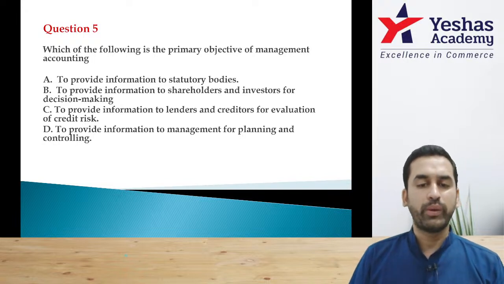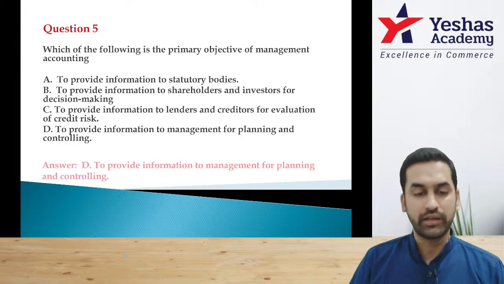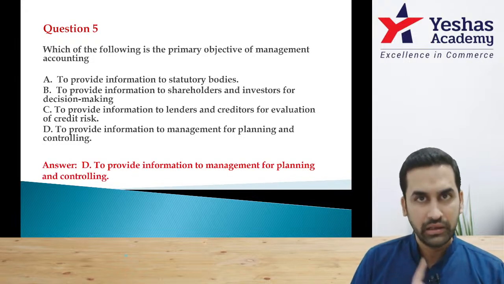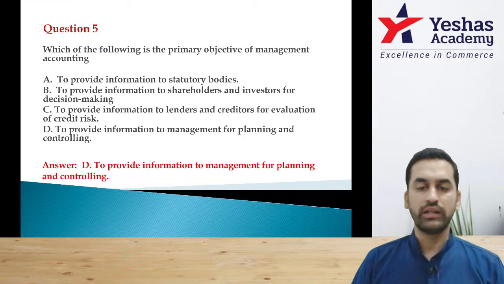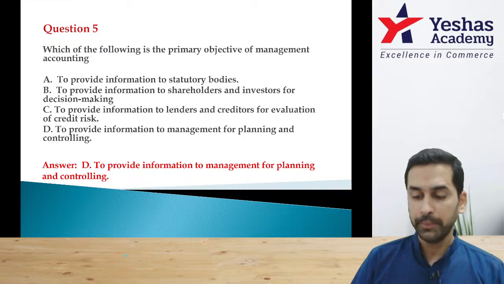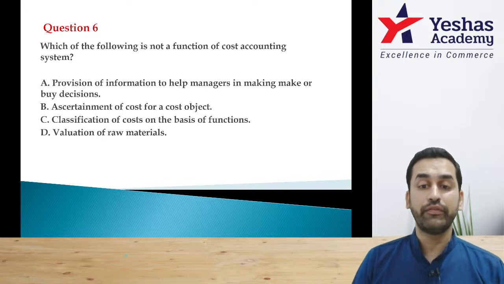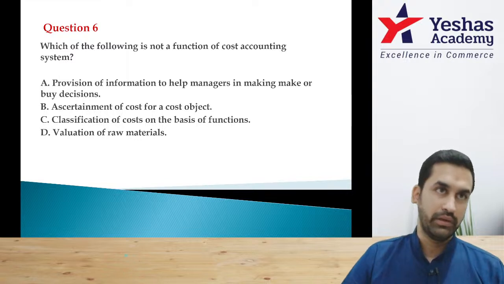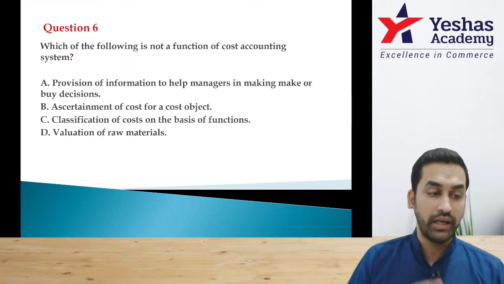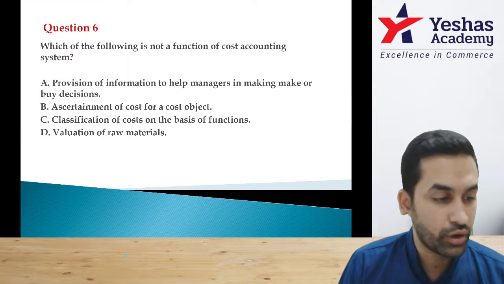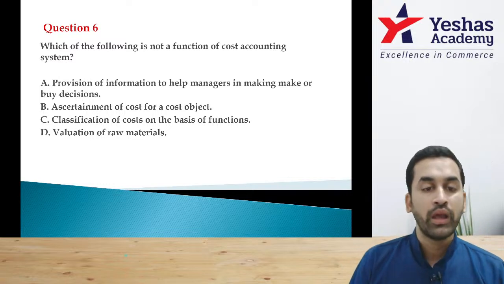Option D, to provide information to management for planning and controlling. D is the correct answer. All other options are wrong. Yeah. Let's move on. Question number 6. Which of the following is not a function of cost accounting system? Read carefully. Not a function of cost accounting system.